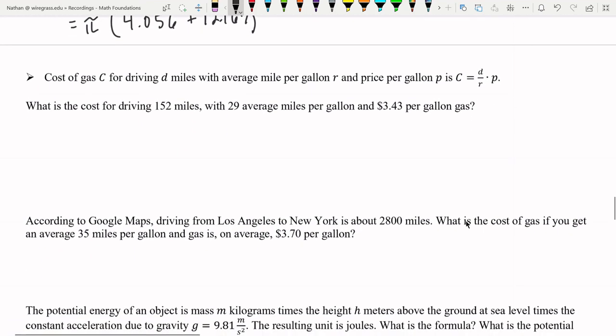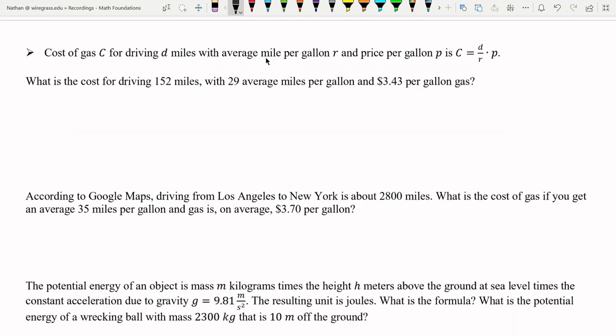The cost of gas C for driving D miles, with your car getting an average miles per gallon R, and if there's a price per gallon P for gas, is this formula here. So what's the cost for driving 152 miles? So D is the miles. Average miles per gallon of 29. And the price per gallon of 3.43.